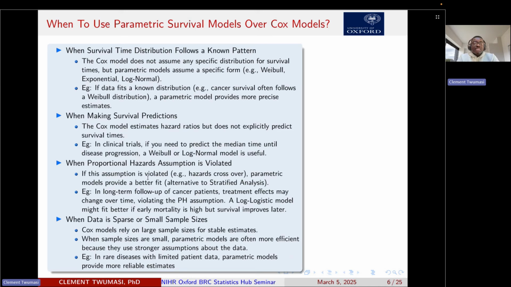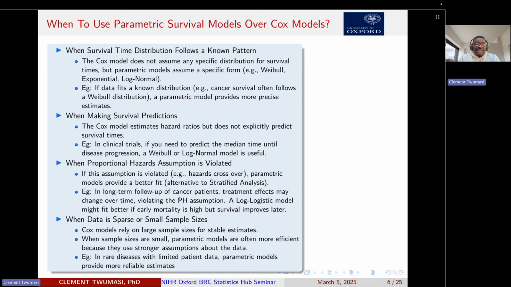And in situations where the constant hazard assumption is violated, one could also make use of the parametric survival models. But within the traditional survival models, you can consider the stratified analysis, where you stratify those covariates that violated that assumption. And that is also another alternative. Instead of using the parametric, you can stick to the stratified versions.